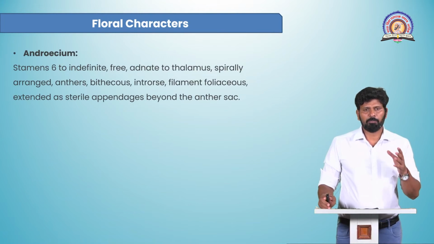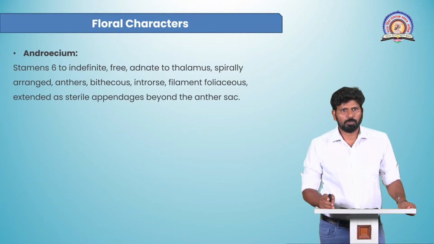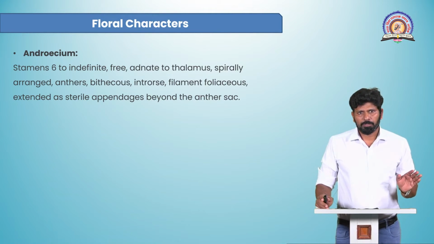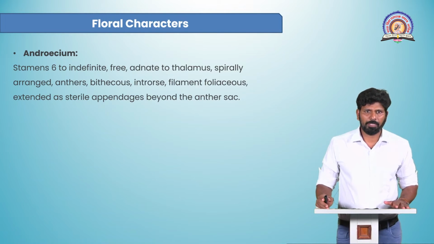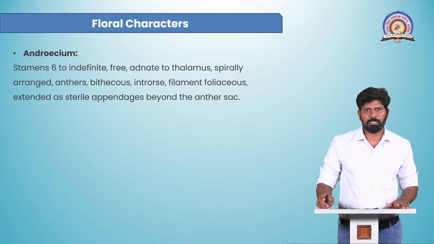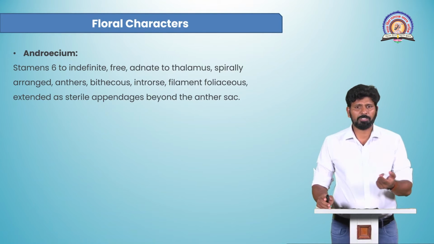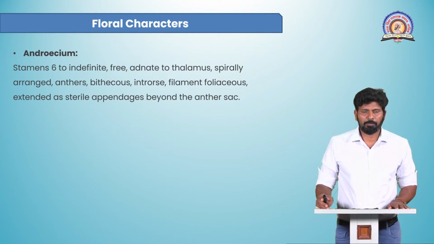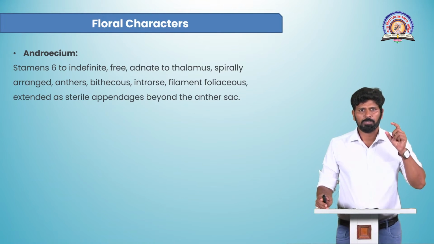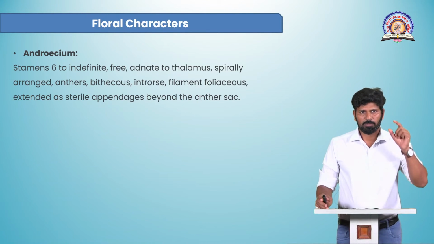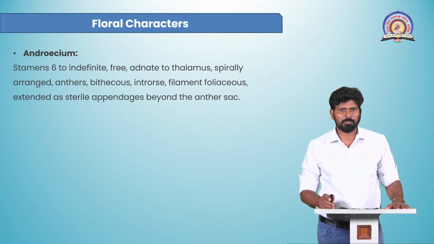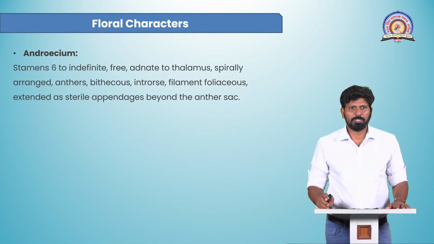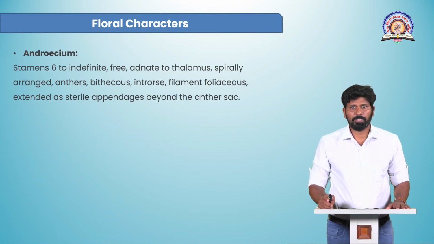Then androecium. So this is the male reproductive part of the flower. Stamens are 6 to indefinite. In some cases, stamens are 6 in number, but there are many examples in which stamens are indefinite. Then these are free from each other, adnate to the thalamus, attached to the thalamus, spirally arranged. Then anthers are bithecous. We know that a stamen can be divided into anther, connective, and filament. The uppermost part is called the anther. Anther is bithecous. Again, it is introrse, means its facing is towards the gynoecium. Then filaments are foliaceous, extended as sterile appendages beyond the anther sac.